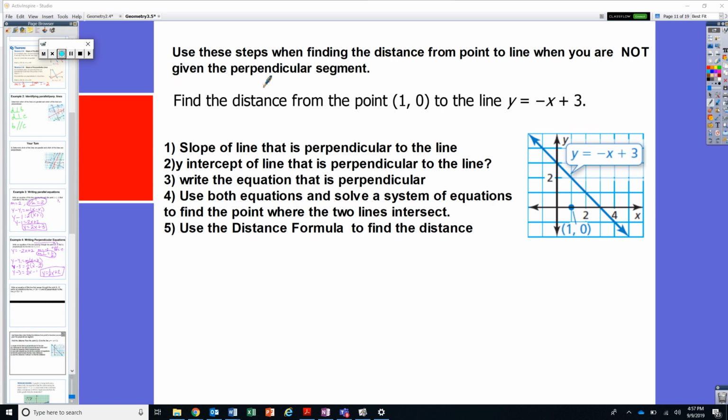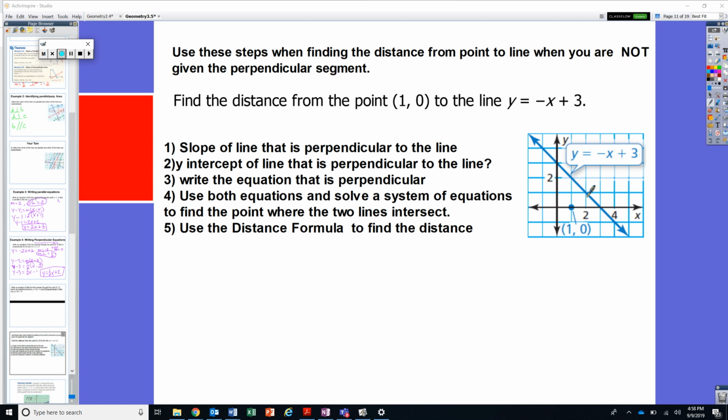Let's think here first and foremost. What is the distance from a point to a line? Remember, some people say it's just a straight line. No, the distance from a point to a line is the perpendicular segment that connects a point to the line. So we have to find, in this case, what the perpendicular equation is going to be.